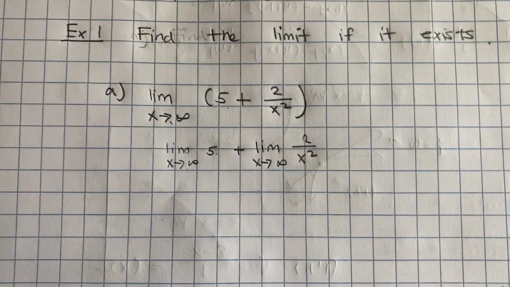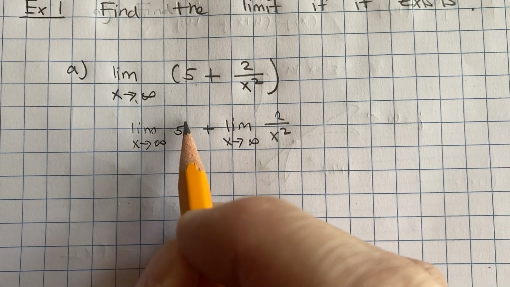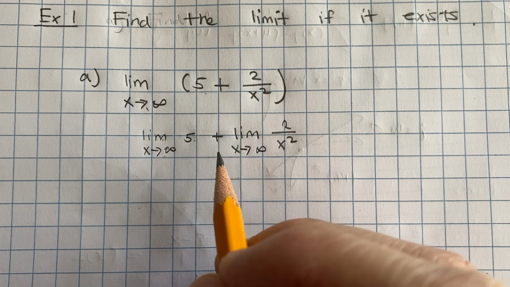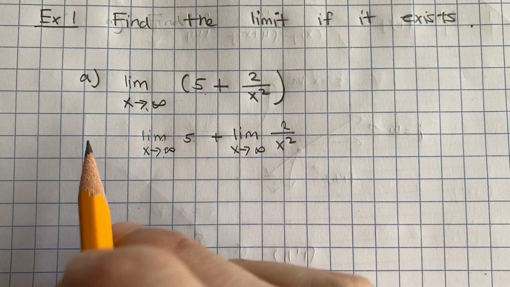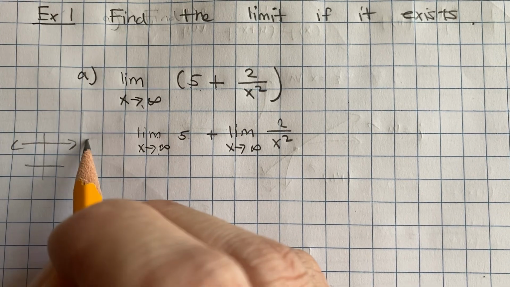Okay, now what is the limit of a constant? Right, this is just, think of this as a function, y is equal to 5, right? This is a horizontal line. And if you were to plot y is equal to 5, it looks something like that.